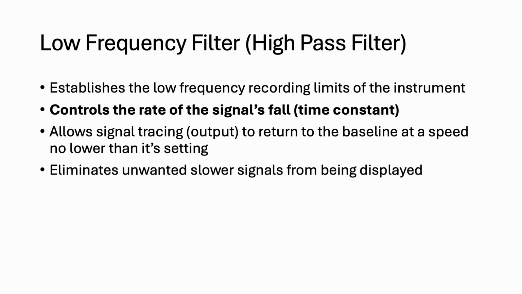Remember the time constant when we're calibrating our equipment and we have the calibration signal. This is what controls the rate of a signal's fall time. It also allows the signal tracing to return to the baseline at a speed no lower than its setting. So it's got to go back to the baseline or else it might just go off the screen. If we didn't have these filters and resulting time constants, those waves would travel all over the place. It's similar to how an electrical baseline is set by a reference electrode.